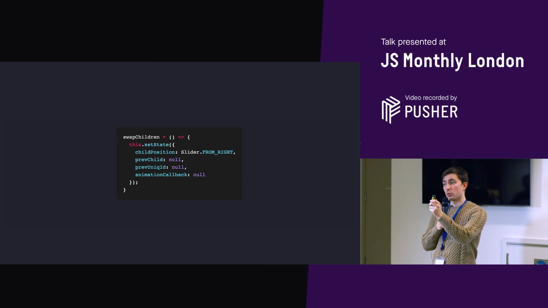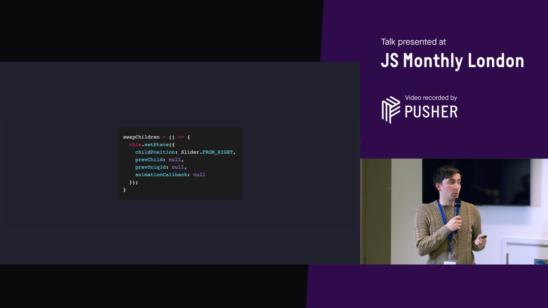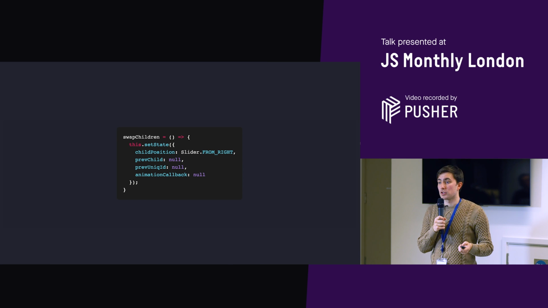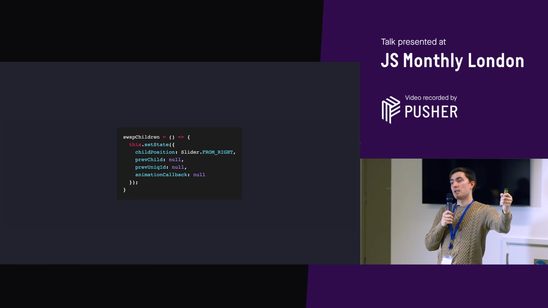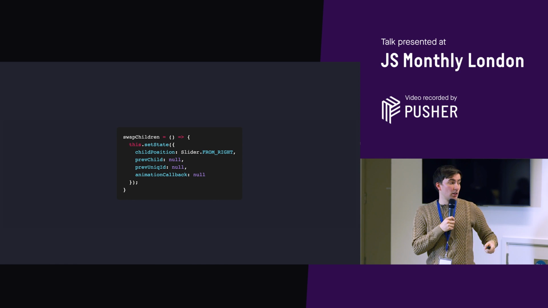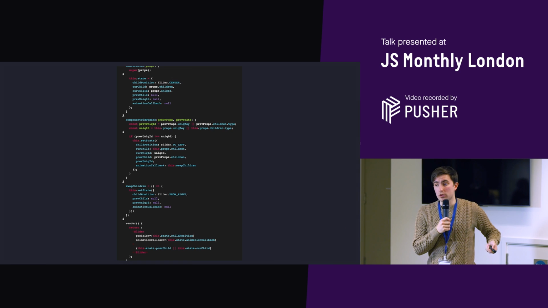Once we call swap children, what we're going to do is clear the previous child. So we'll suddenly start rendering the current child, the new one, and it's going to be from right. So it will jump from over here to the right-hand side and start coming into the center. And as soon as that's done, we don't need to listen to the callback at all. That's it. The animation is finished. That's everything we care about, and that makes up all of that code. That's everything that we need here.